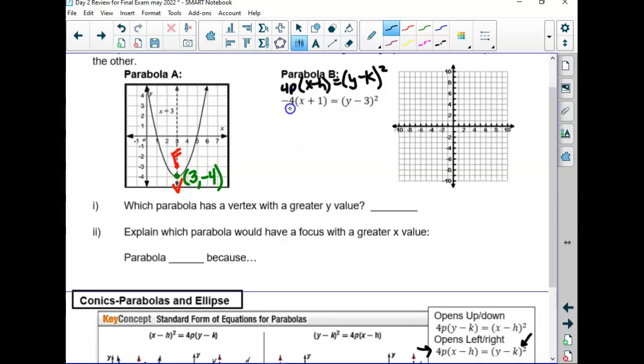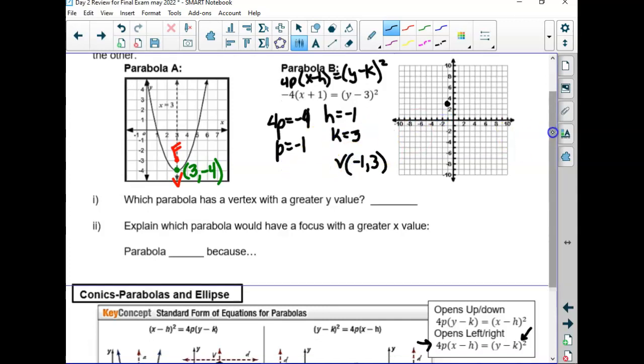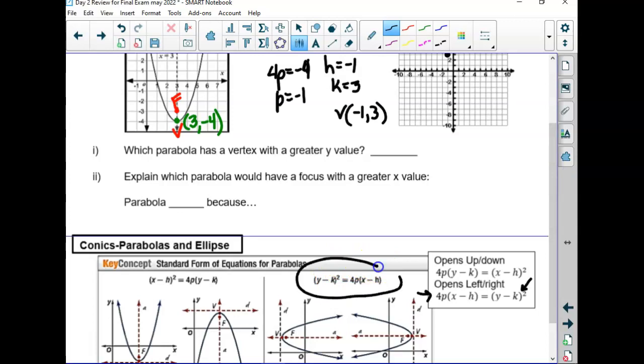So what can you tell me? 4p is equal to -4, yes. h is what? Oh yeah, p is -1, good call. h is -1, and right here k is +3. So the vertex is at (-1, 3), right up here. And then if p is -1, okay, the y was squared, so it opens left or right.